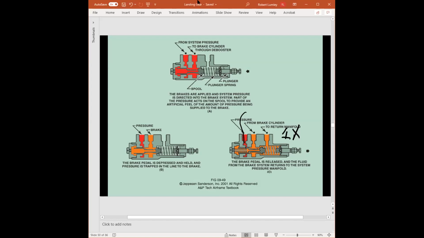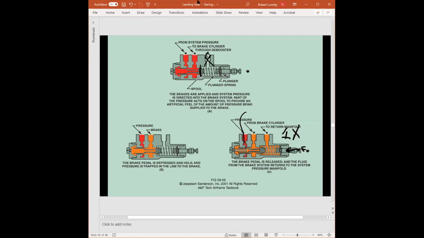Now, when the pilot applies pressure, okay, so they're going to push onto the brake pedal, which pushes this way. Now, there is a spring connecting the foot pedal shaft to the spool. So as we push over, we push the spool valve over, which now we can see the return is totally blocked.